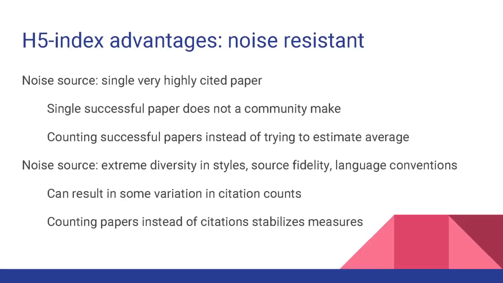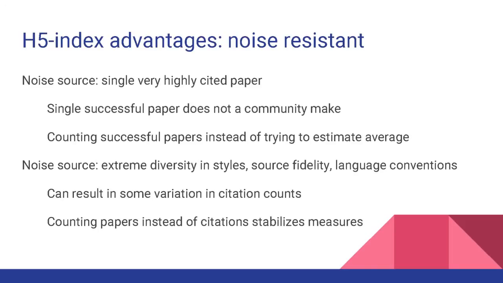I'll take away the advantages of H5-Index as a metric. The first thing I come to is the resistance to noise. It's a noisy space. Noise is inherent in the overall structure of the space because of the highly skewed distributions. It is also present when you try to index a diverse collection of journals which have different levels of fidelity, different levels of accuracy, different conventions of how citations are specified, how things are put together.